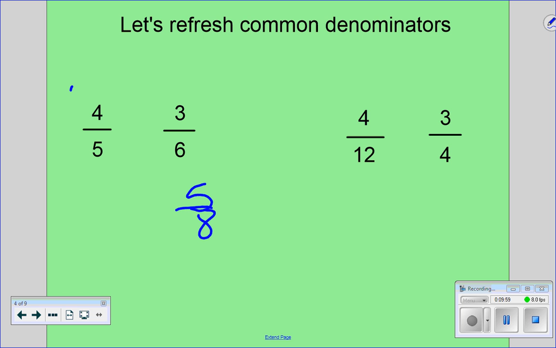5 eighths and 3 sixths. 5/8 of 36. So there could be a few different denominators in here, and that's fine. There could be a few different denominators for this one.